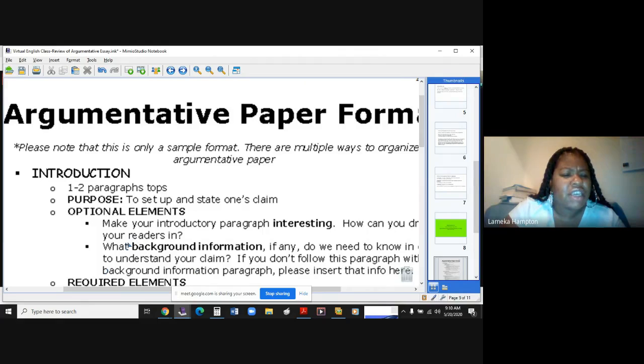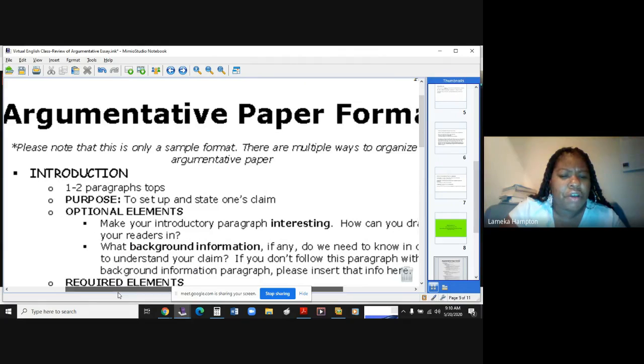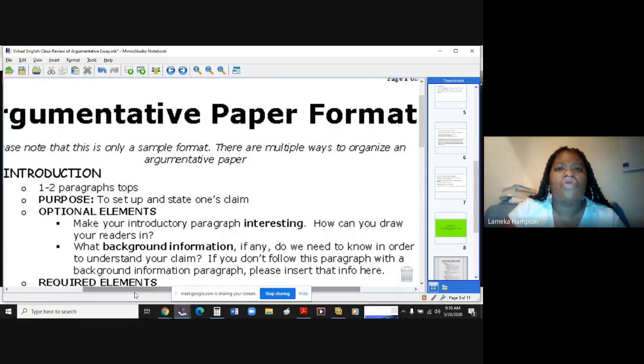Now, it says here, make your introductory paragraph interesting. How can you draw your readers in? Some people call that an attention grabber. So again, you want to start off with general information. You want to start off with something that you already know about said topic. And that's normally your general statement. This is something that everyone knows.